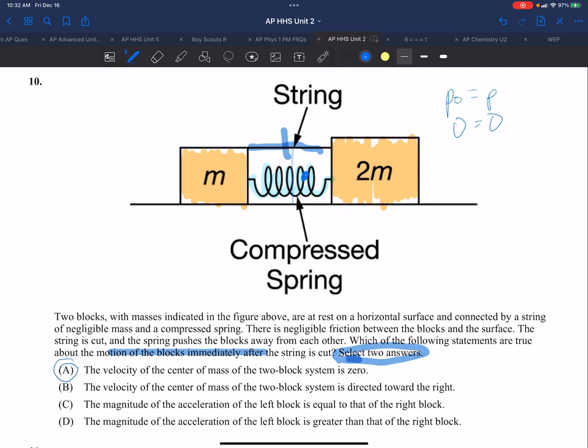So choice A is one of the correct answers, which is diametrically opposed to the second one, which is it goes to the right. The magnitude of the acceleration of the left block is equal to that of the right block.